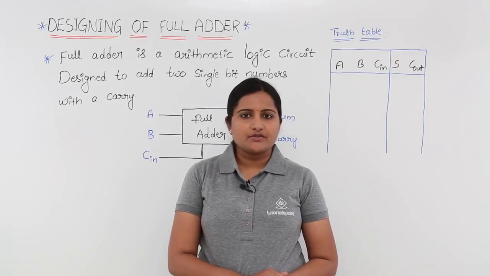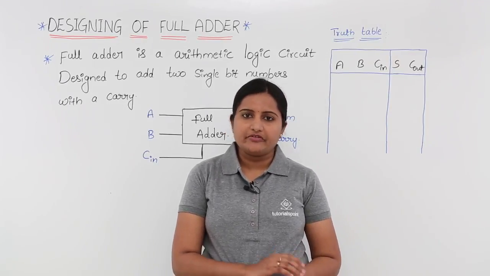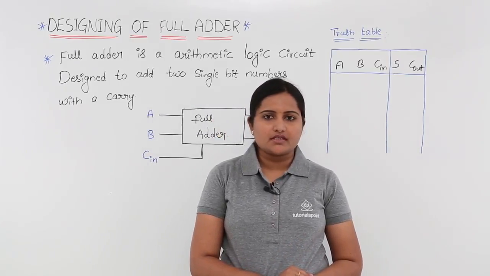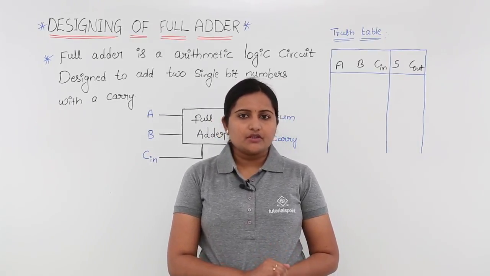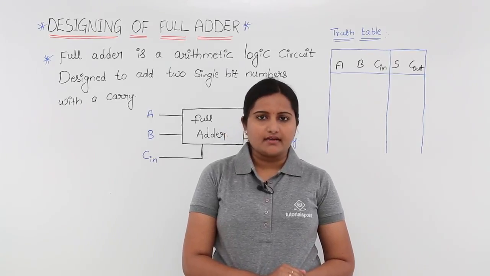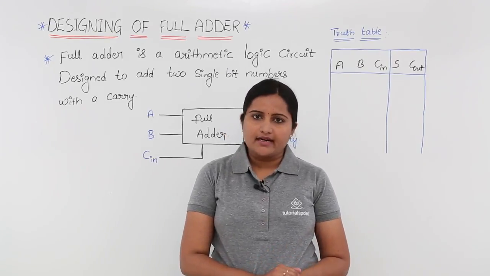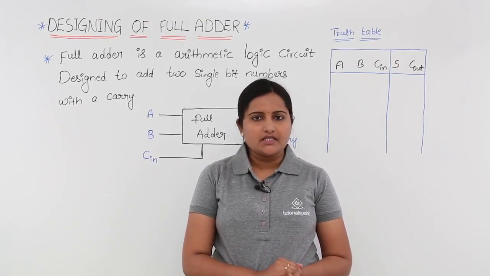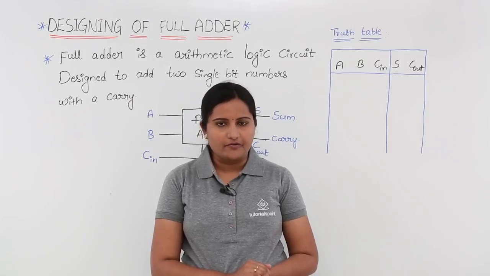In this class we are going to discuss the full adder. In the previous class we discussed the half adder, so here we are going to discuss the full adder. As we know, a half adder is a single bit adder, and this full adder is also a single bit adder. But why are we choosing the full adder? Because the half adder has some limitations.